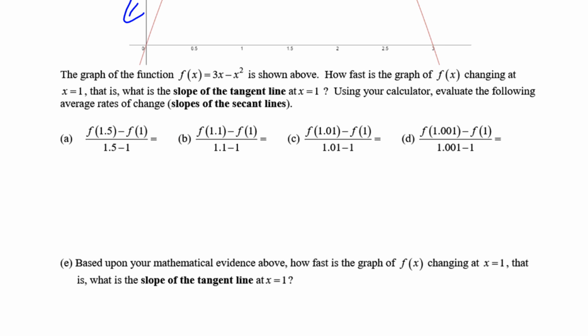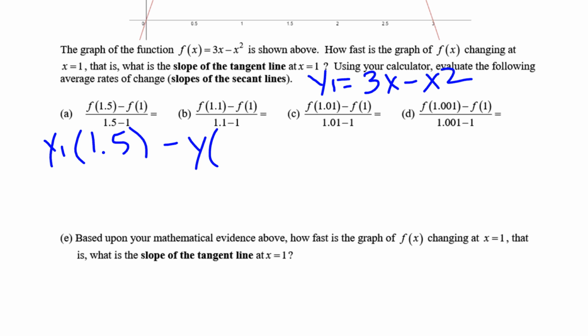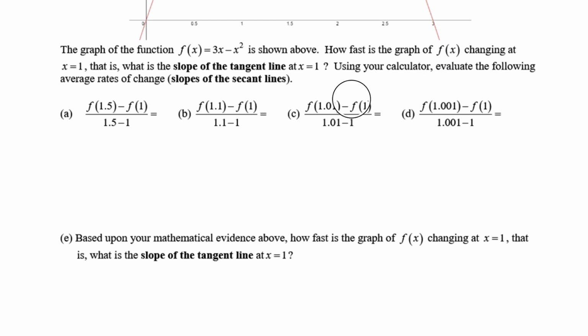So using your calculator, there's a really nice way of doing this. If you put the function into y1, you can actually type on your calculator y1 of 1.5 minus y1 of 1 over 1.5 minus 1. The calculator will figure out the number and do the calculation. If you don't know how to do that, ask, and I'll help you out. But if you do that, we get 1/2 or 0.5 for this slope.